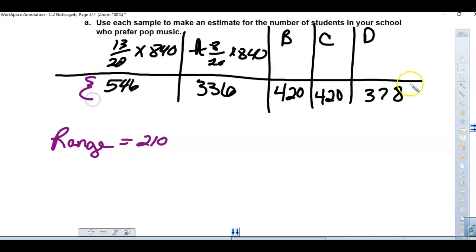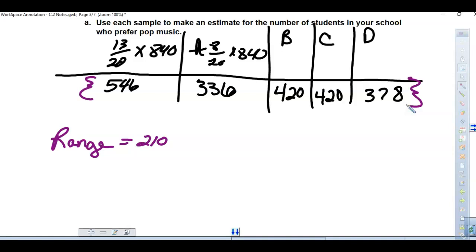The question is, which measure of center would be best for this data? We have mean, median, or mode. Well, let's start with mode. Is more than 50% of our numbers the same number? No. So we're not going to use the mode. Okay? Mean or median? What do you think?